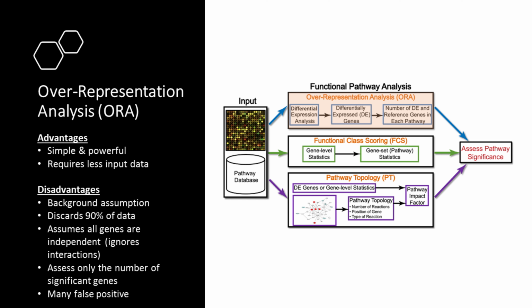The biggest limitation of this method is that it assumes that all of the genes in the pathway are independent. It completely ignores the interactions among genes within the pathway. This can lead to a lot of false positives.